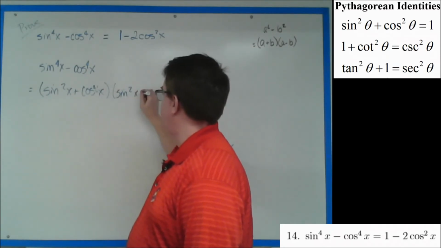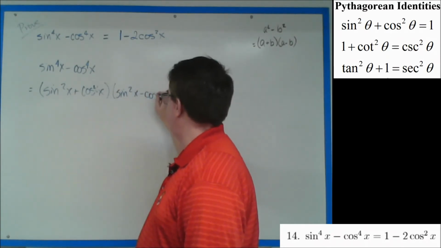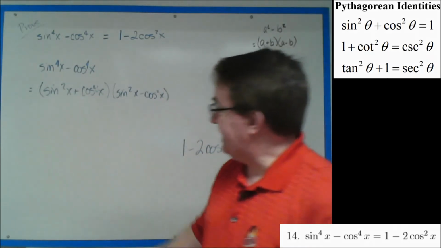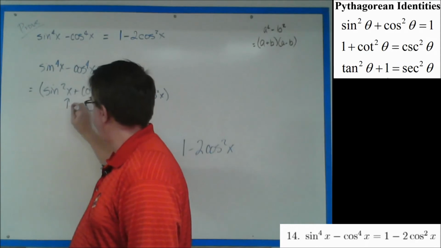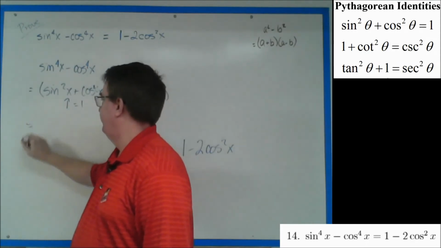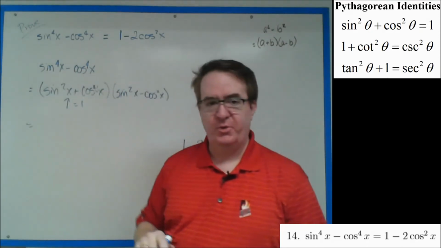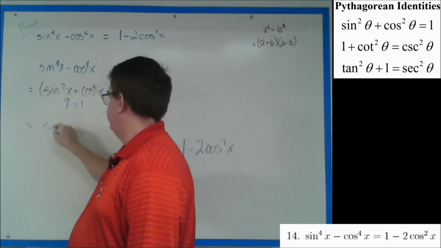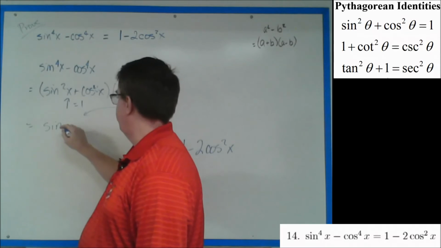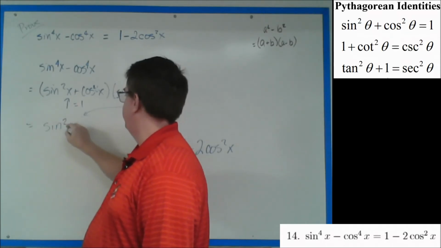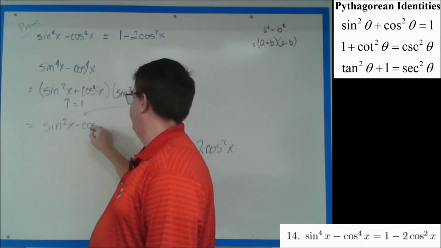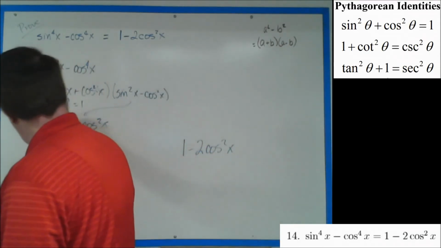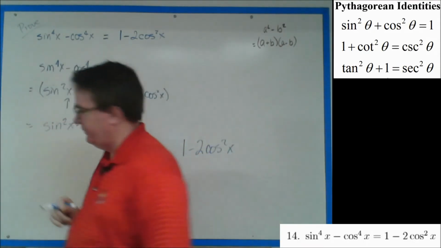So anyway, I get the minus part of the factor. And now again, this is equal to 1. So all of this is just going to turn into a 1. 1 times anything is just the anything. So all of this is just going to come down here, and I'm going to get sine squared x minus cosine squared x. Okay.